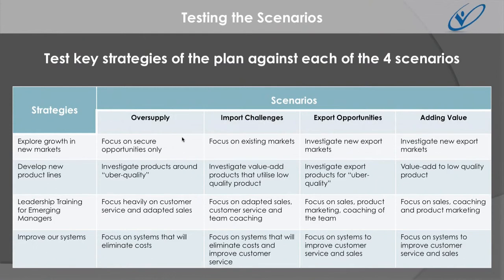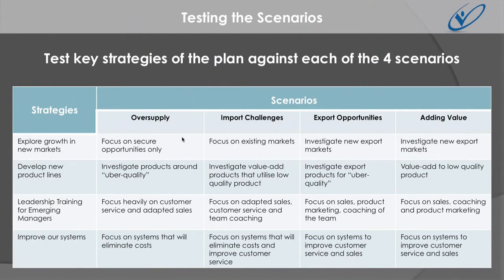We then said, right, if we're going to explore new markets, then we need to focus on secure opportunities only, because the risk of going for more riskier opportunities is not a good time to do that. Because product qualities are really good, we thought we'd investigate products around uber quality. So something around saying, well, how can we find something that takes a premium or a platinum level product and do something around that? We thought we would need to focus heavily on customer service and adapted sales.